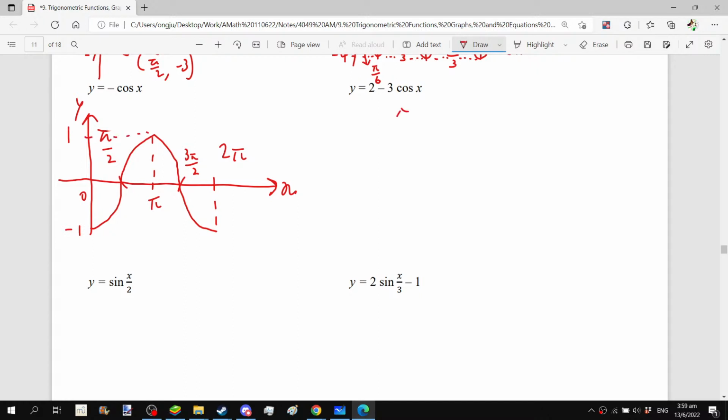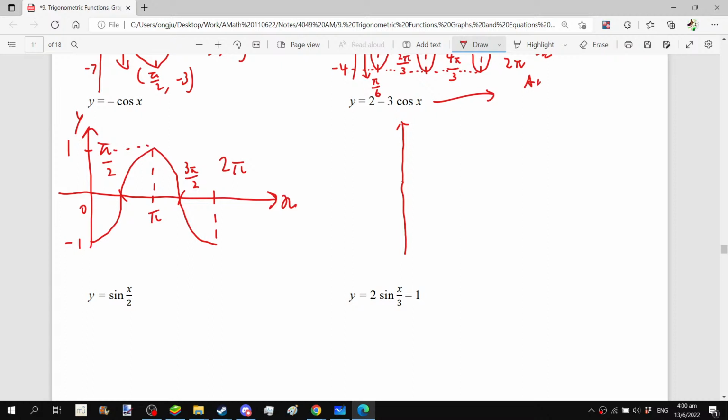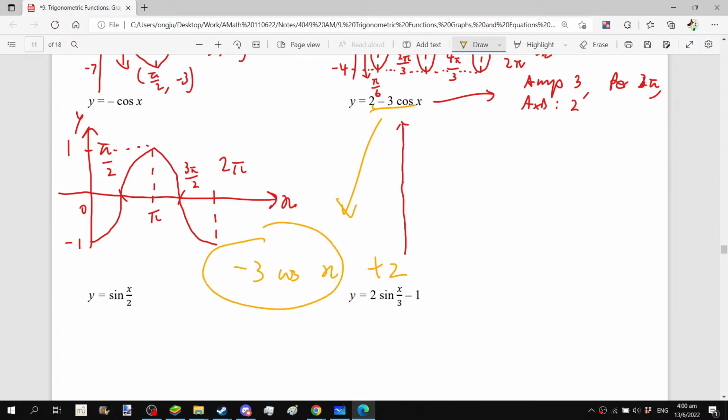Like so. This next problem is even more intriguing. This time around, we have an amplitude of 3. Period is the same as always, and the axis is actually positive 2, right? In fact, you could very easily rearrange this as negative 3 cosine x plus 2. Negative 3 cosine x will basically be this guy, except with the amplitude now changed to 3, and the plus 2 causes a change in the axis.